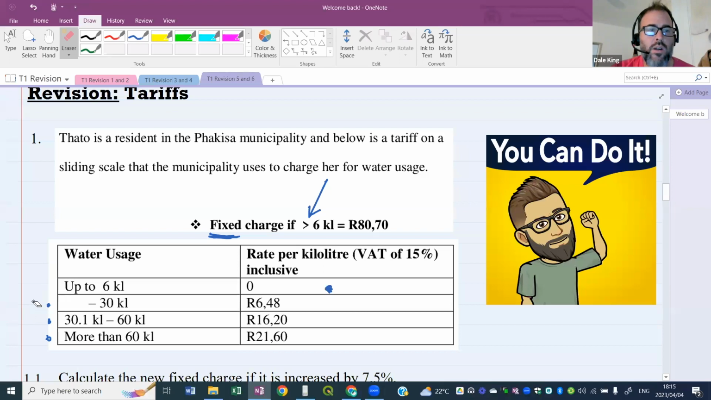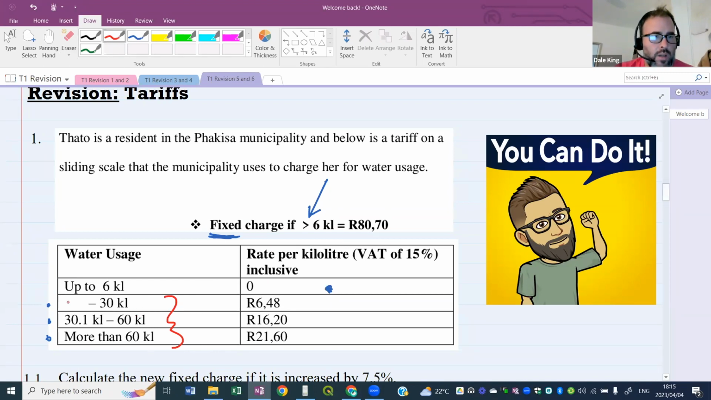So we are exempt if you're below 6, the first row. All 3 of these are going to have to pay. You're going to be paying a charge if you're in any 3 of those. So we've got a fixed charge if we go above 6 kiloliters. The first 6 kiloliters is free, and then we've got 3 rows in brackets here.